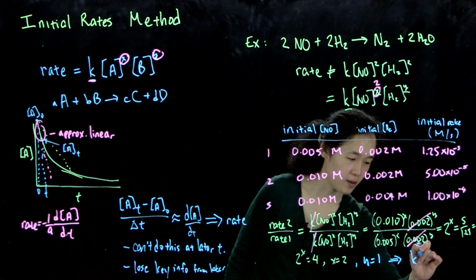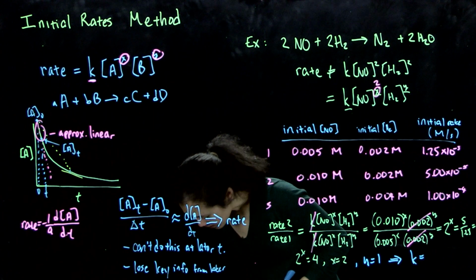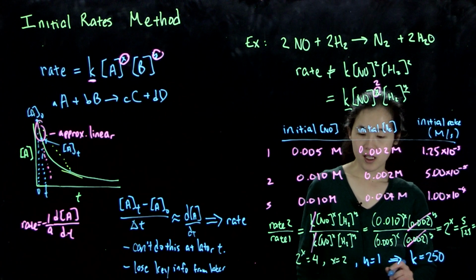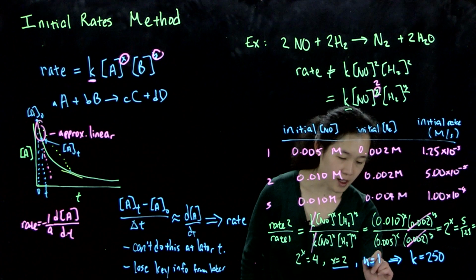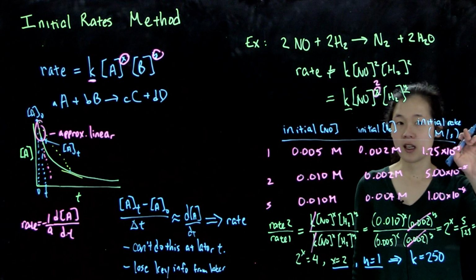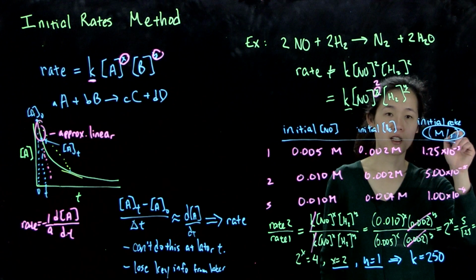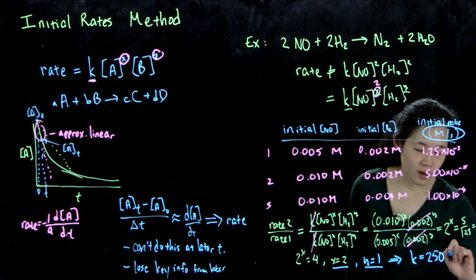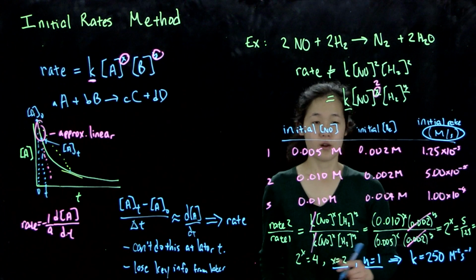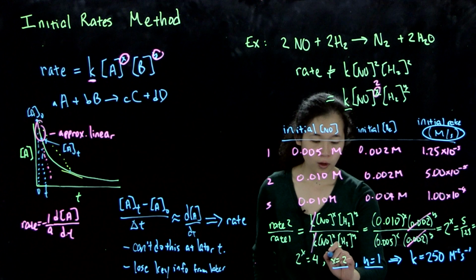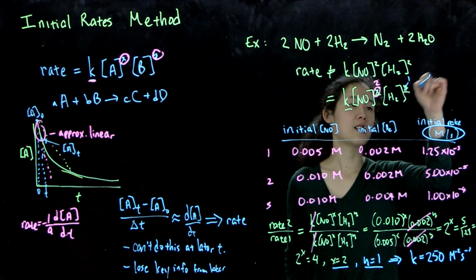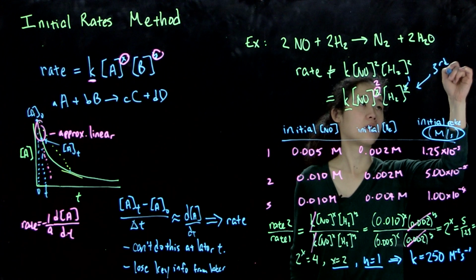And so k should be equal to, I think it was 250. And keep in mind, this is a third order reaction. x equals 2, y equals 1. So in order to keep our reaction rates in units of molar per second, k units have to be in M to the minus 2, s to the minus 1. OK, so overall, this is a third order reaction.